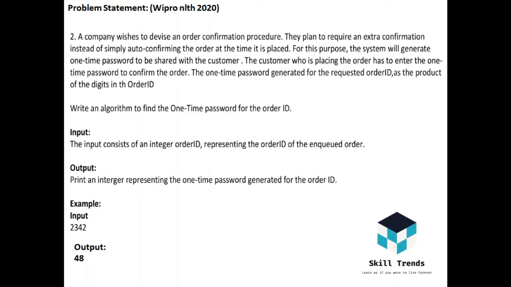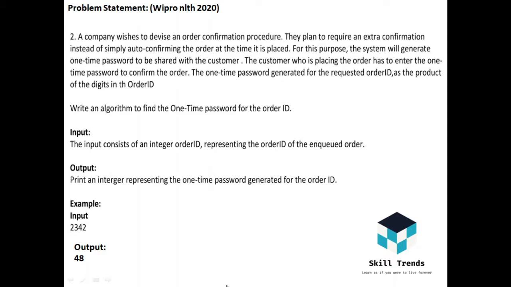What they have given: the one-time password is generated for the requested order ID as a product of the digits in the order ID. Write an algorithm to find the one-time password for the order ID. If they give the order ID, for each and every product ordered online there will be some order ID, right? Using that order ID, we should generate a one-time password, which will come to your mobile or some other platform, so that you can enter it and get verification.